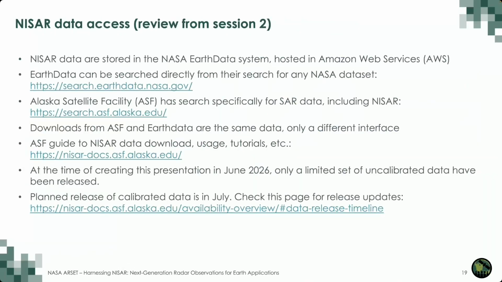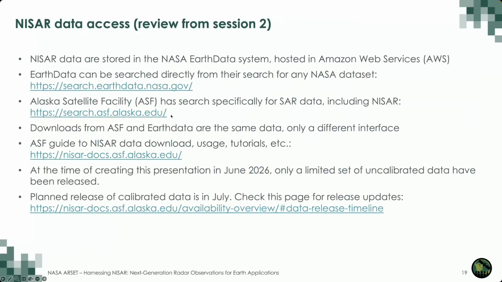So this is sort of a review from session 2 from the ASF folks about how NISAR data are stored in the NASA Earth Data System. The Earth Data System is hosted in the Amazon Web Services cloud. Earth data can be searched directly from the Earth Data search tool at this URL. I find that not as easy to use as the more specialized search tool at the Alaska Satellite Facility, ASF, that's specifically designed for searching for SAR data, including NISAR. So I'll be showing how to use that.